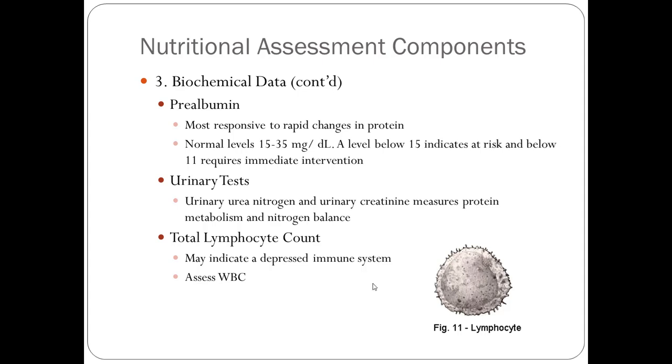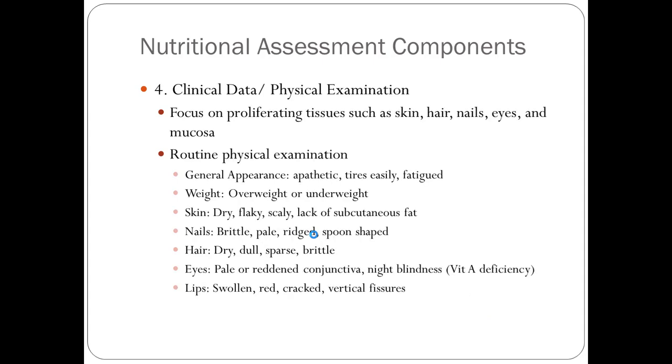A total white count is going to be done so that they can look at the immune system, see what it's doing. Because remember, somebody who's malnourished, their immune system is not going to be working as well. Physical exam, really focus on tissues that will show problems with nutrition: their hair, their skin, their eyes, their nails, and their mucosa. So their general appearance, they're going to be lethargic, they're going to be fatigued, they're going to be apathetic, just kind of, which reminds me, I will tell you guys, please answer the question.